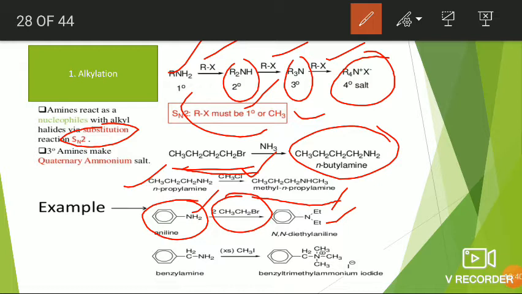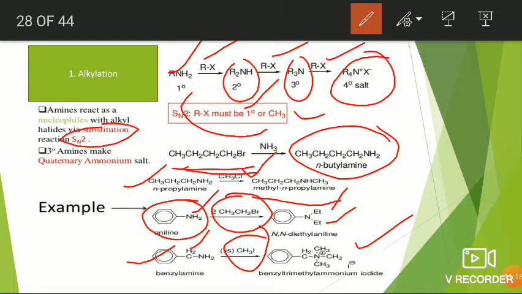If you take benzyl amine, it is not aromatic, it is aliphatic because the amine group is attached to an aliphatic side chain. So it is an example of an aliphatic amine. When benzyl amine reacts with excess methyl halide, we get benzyl trimethyl ammonium iodide, that is, we get a quaternary ammonium salt as the final product. Okay, this is all about alkylation of amines.